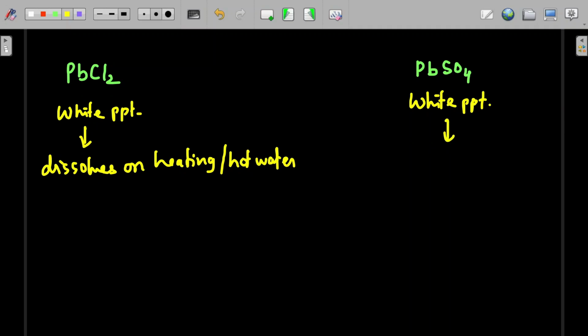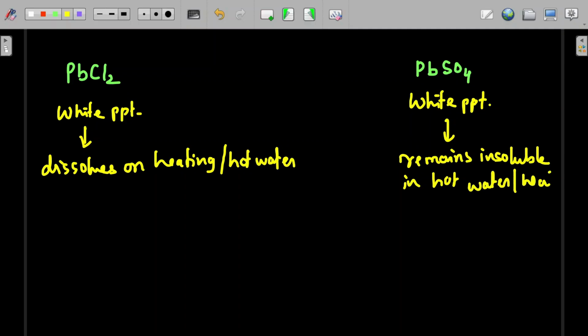Whereas lead sulfate white precipitate remains insoluble in hot water or on heating. Okay. This is how we have to distinguish between lead chloride and lead sulfate precipitate. But what kind of question has been asked, that we'll see.